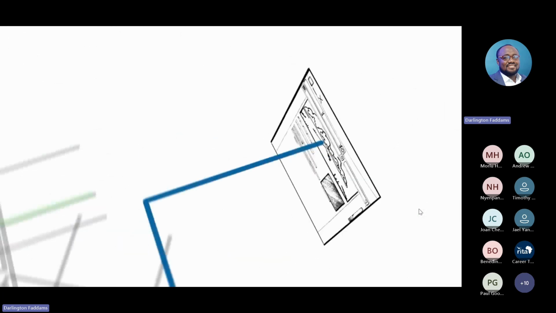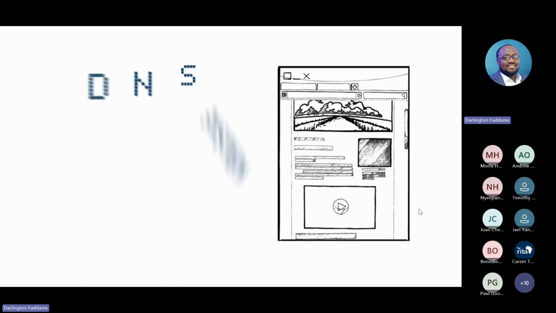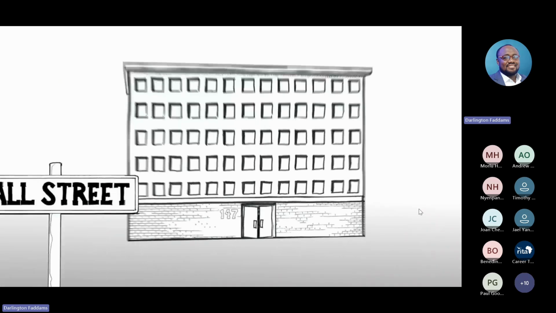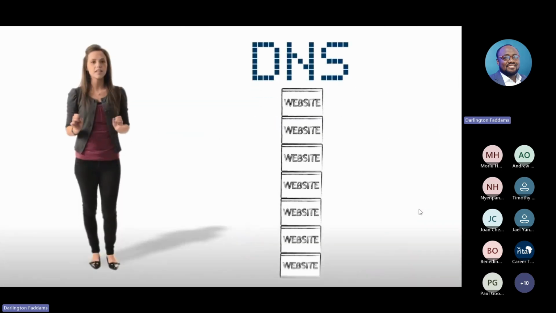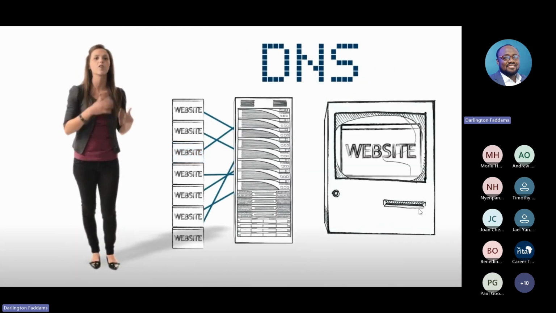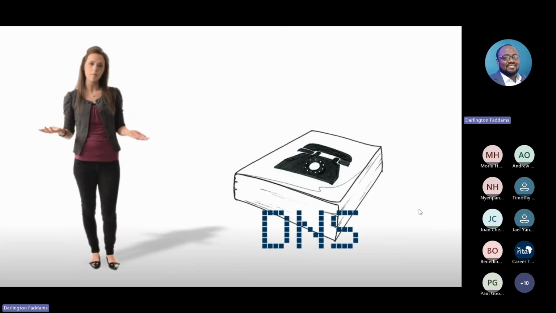Well, after that, behind the scenes, your computer goes online to find the server where that particular website is stored by using what's called the domain name system, or DNS. See, a server, just like a building, has an address. The DNS maintains a list of which websites are on which servers and then tells your computer where they are. So think of a DNS as like a phone book for websites.